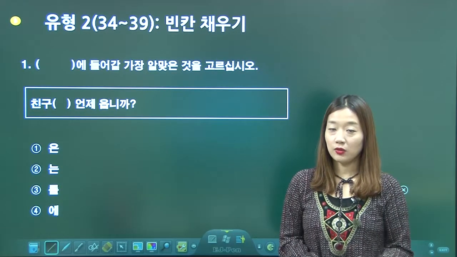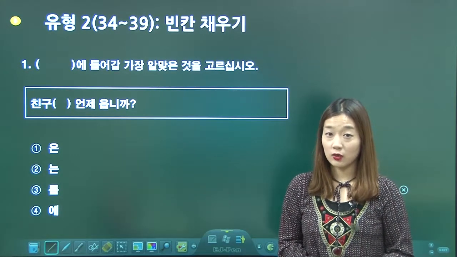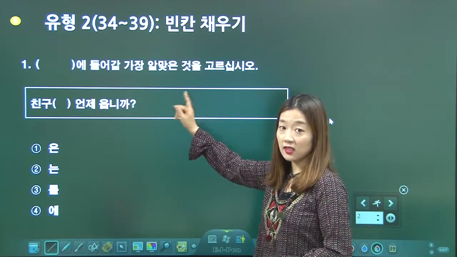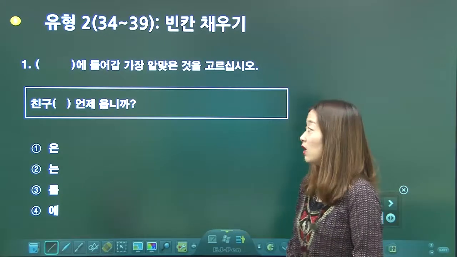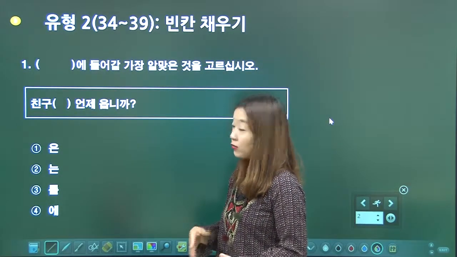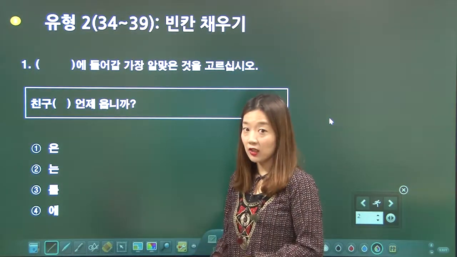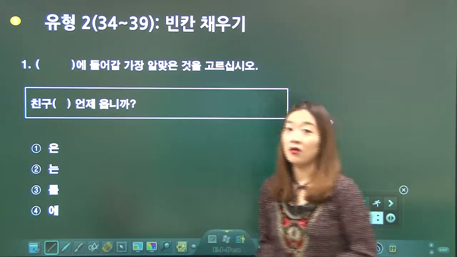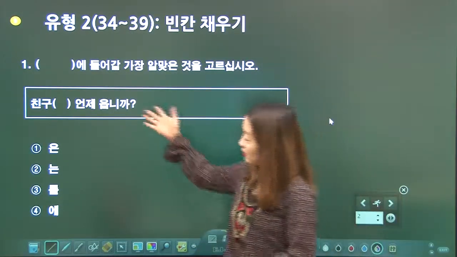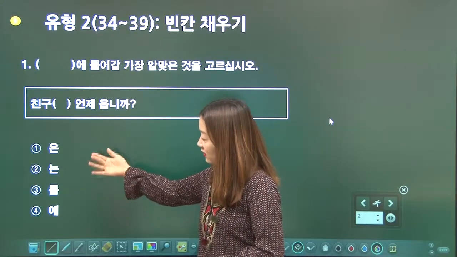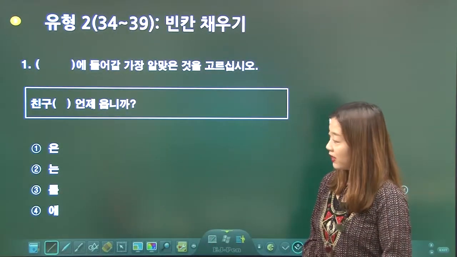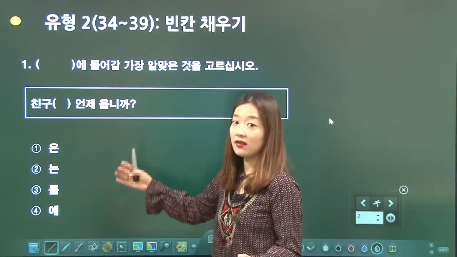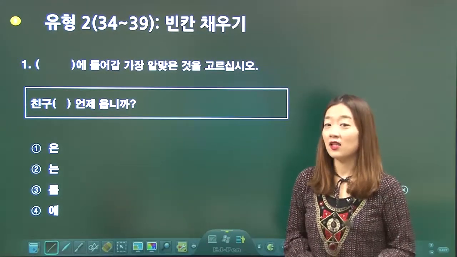친구, do you know the word 친구? It's friend, and especially in this sentence, this 친구 is the subject. So you know, in Korean grammar we have a subject marker. So we need a subject marker for this blank. So here, number 1 to 4: 은, 는, 을, 에. Can you find which is the subject marker? Yes, that's right. Number 1 and 2, 은 and 는, are the subject markers.